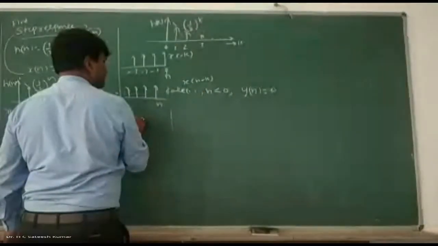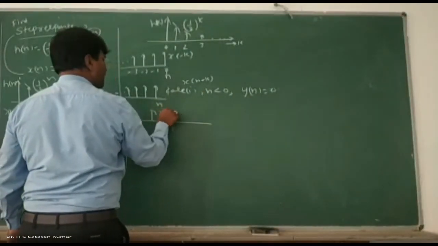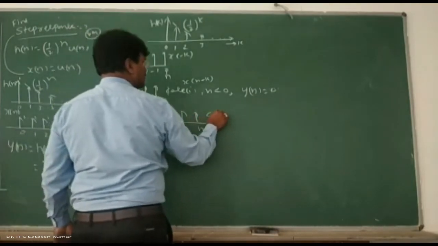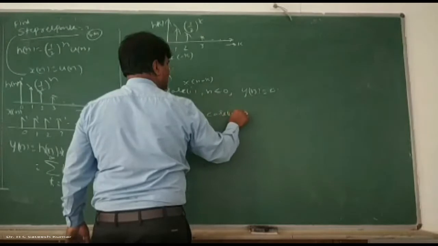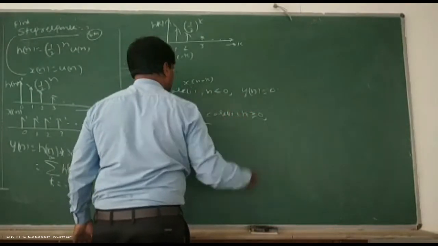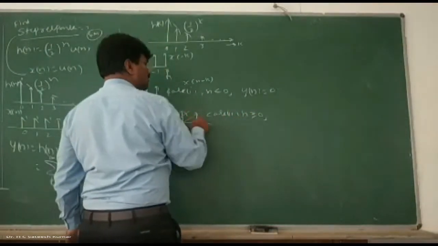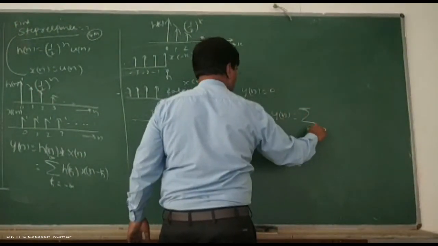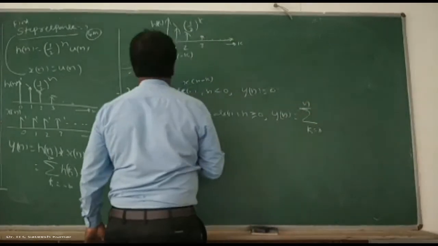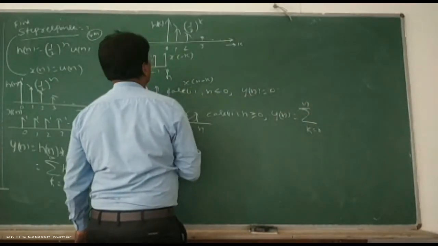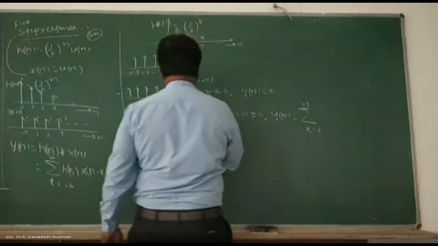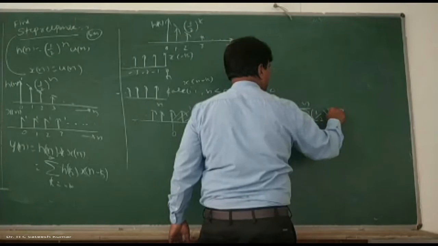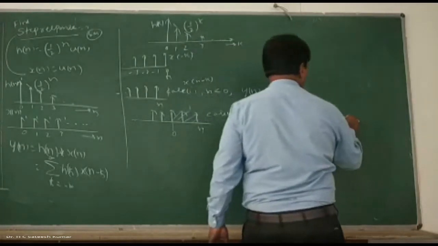Second one, case 2: n is greater than or equal to 0. y of n is equal to the summation, k ranges from 0 to n, of half to the power of k into 1. This is 1 now. Half to the power of k into 1 means half to the power of k, which is nothing but equal to what?